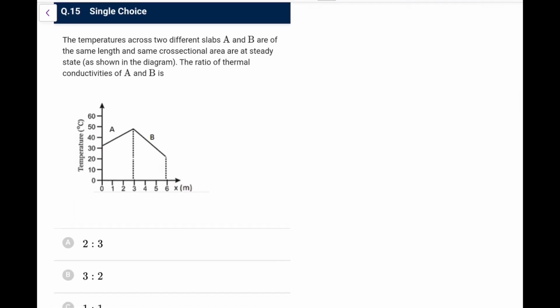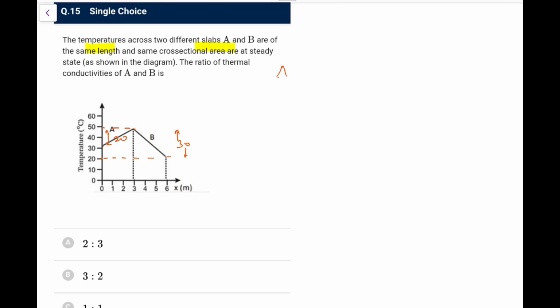The temperature across two different slabs A and B, of the same length and same area, are at a steady state. Length is same, area is same. The ratio of thermal conductivity is, so just check it. The temperature across two different slabs, and this is not rightly given. I can take it as 30 and 50. If I take this as 30 change, and this one change to be 20.